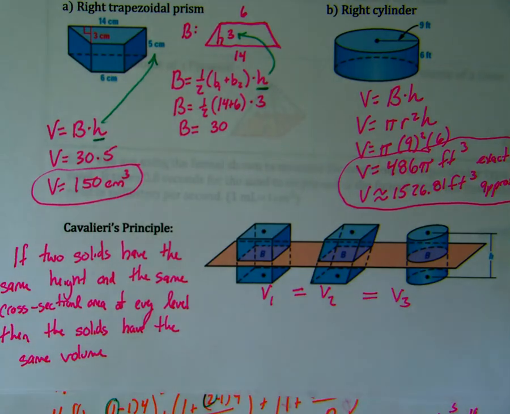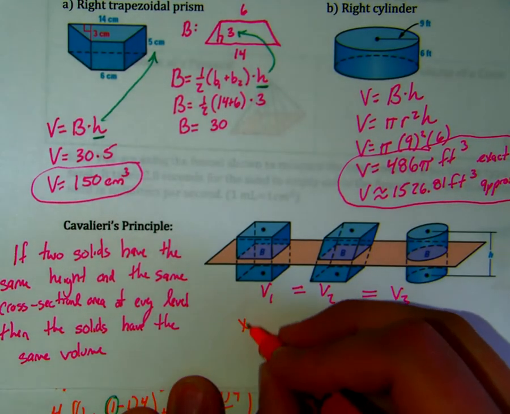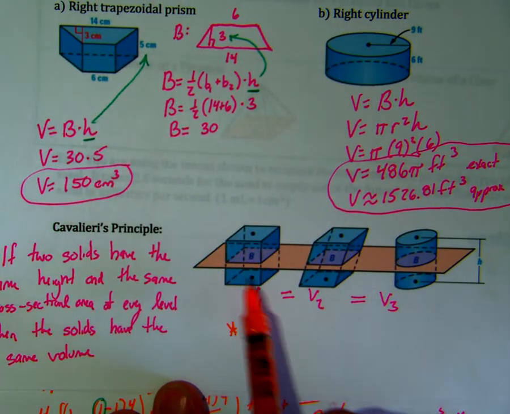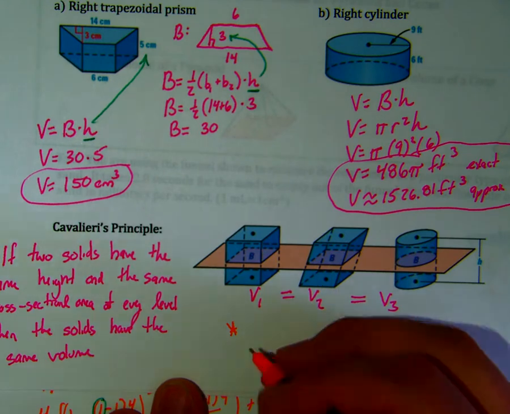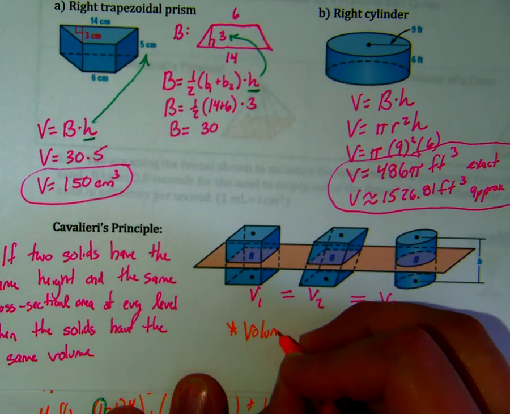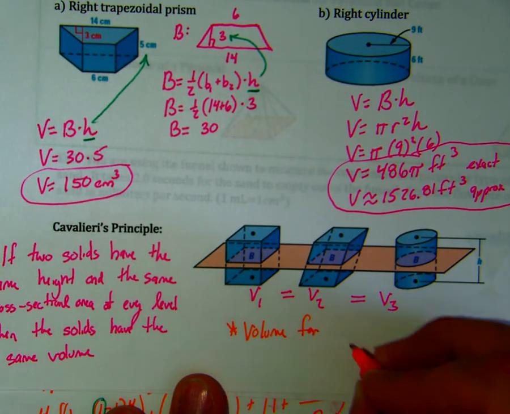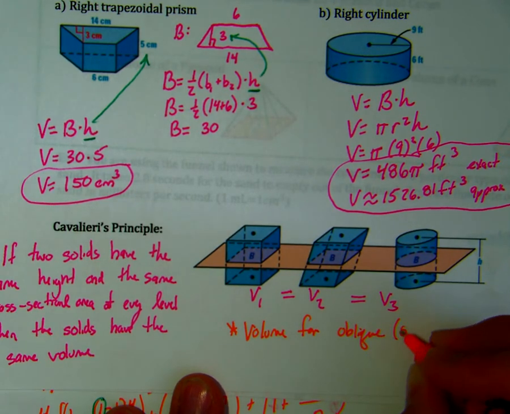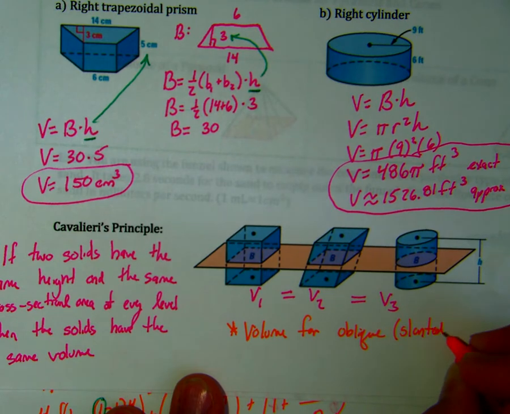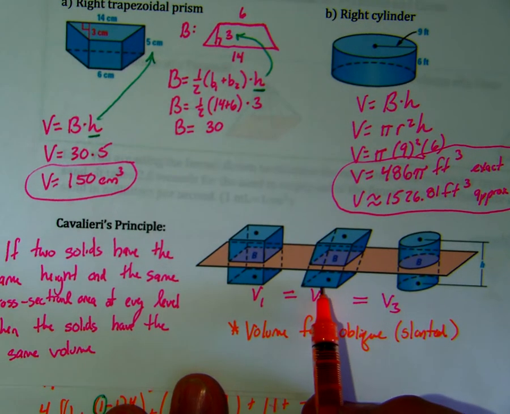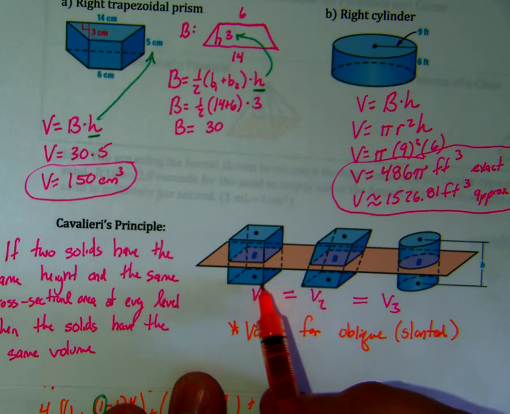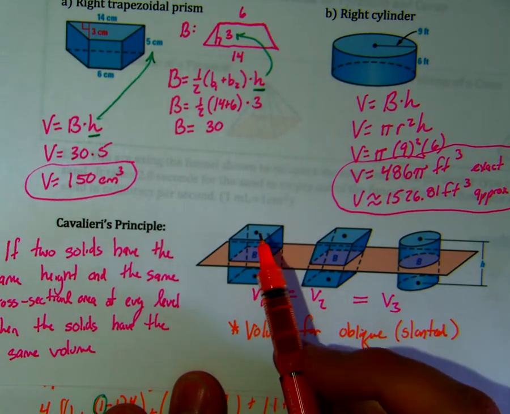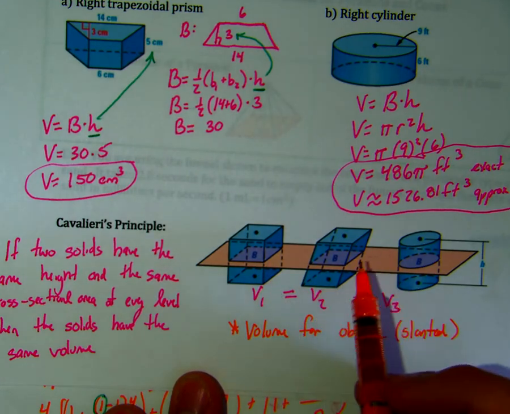Now, the key to Cavalier's principle that we're going to primarily be using is the idea that's demonstrated within these first two shapes, which is that the volume for oblique solids, which are just the slanted ones. This is an oblique prism. This is a right prism, so it's right because it's perpendicular to the base. The sides are perpendicular to the base. This is oblique because it's tilted.